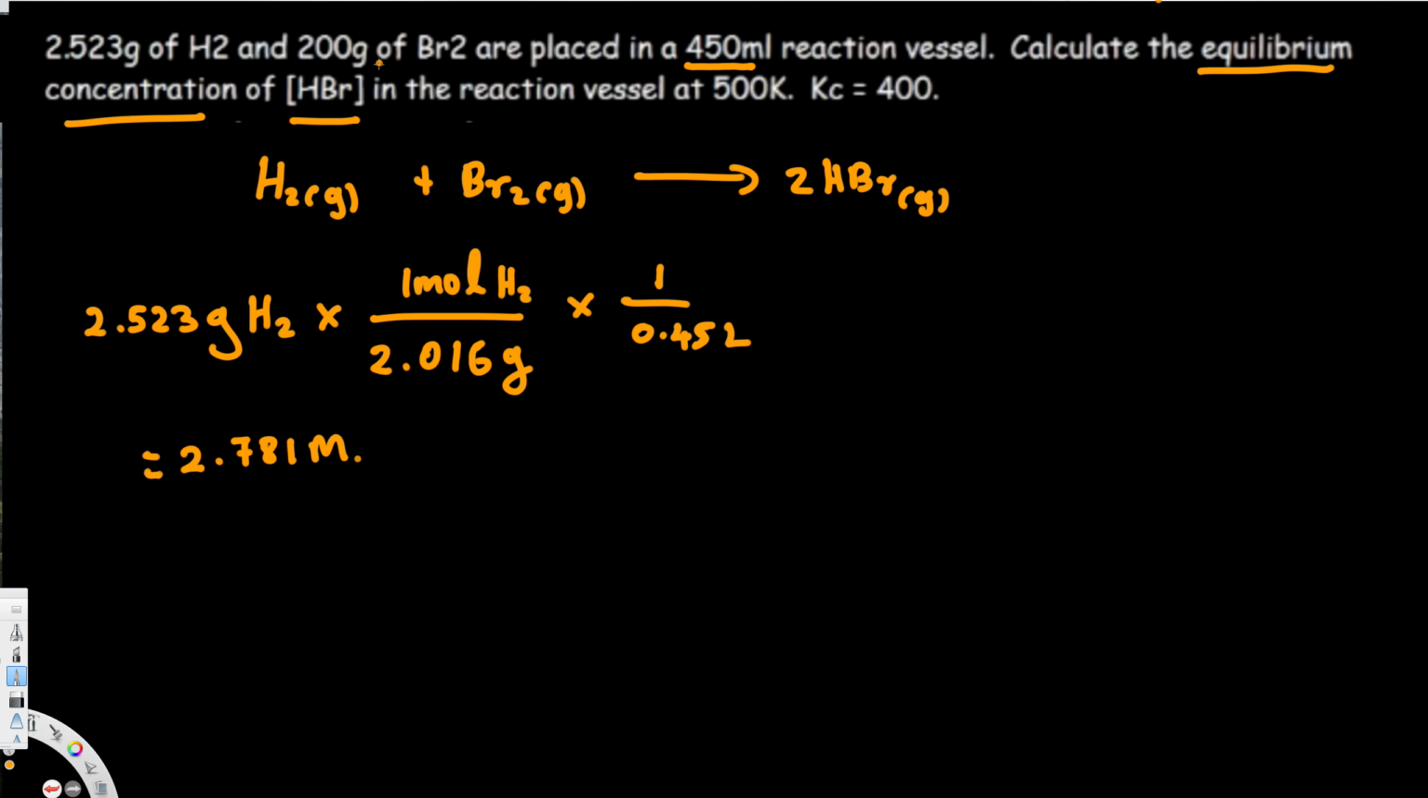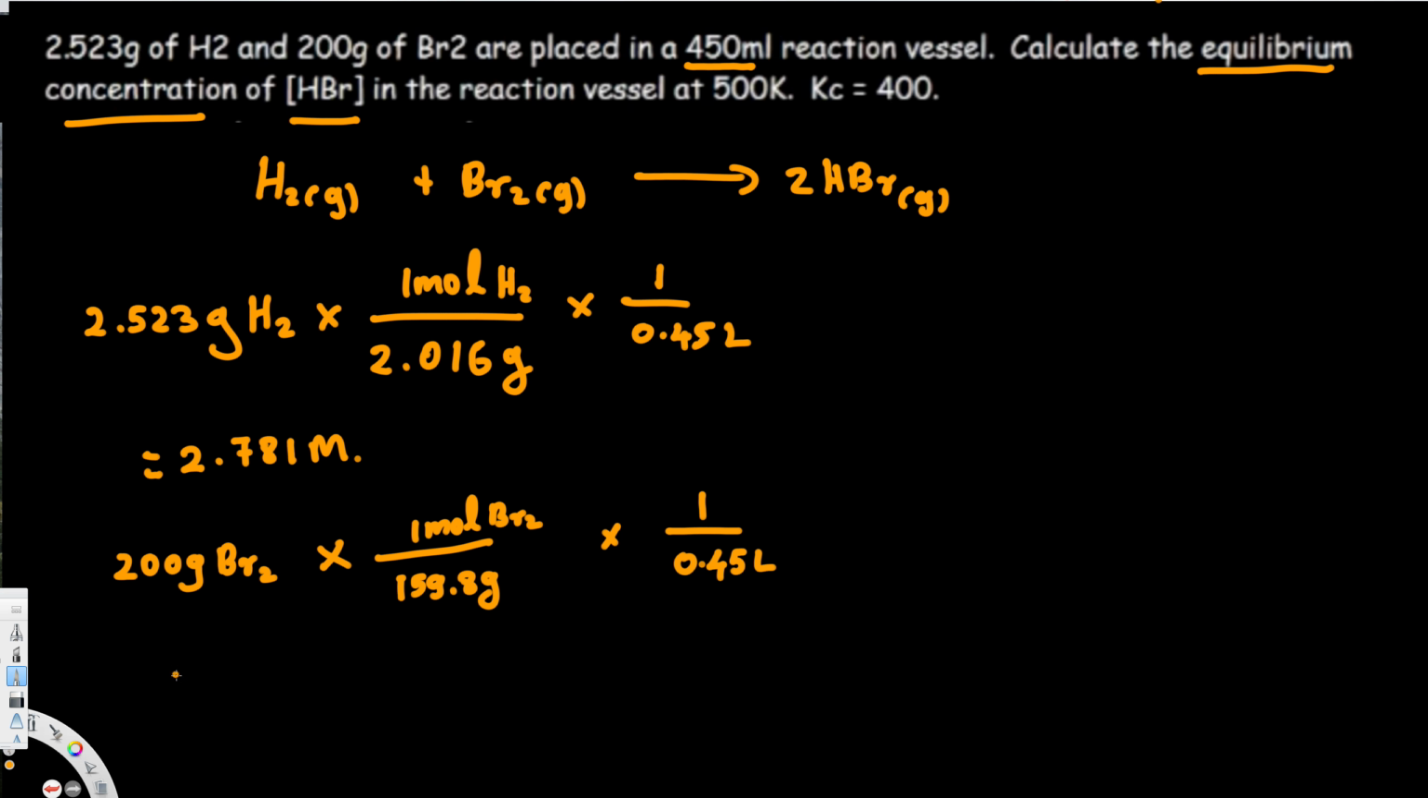Now we have to do the same thing for Br2. Br2 is 200 grams, so this is 200 grams of Br2 times the molar mass of Br2, 159.8 grams per mole. So 1 mole is on top, and then we have the same volume, so that's 1 over 0.45 liter. If you calculate this one, you should get 2.781 again. Now we have the initial concentrations.